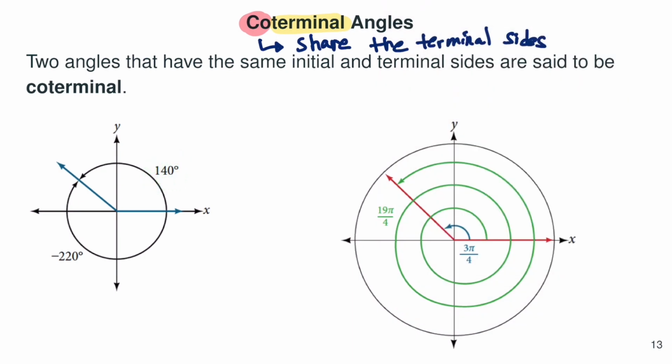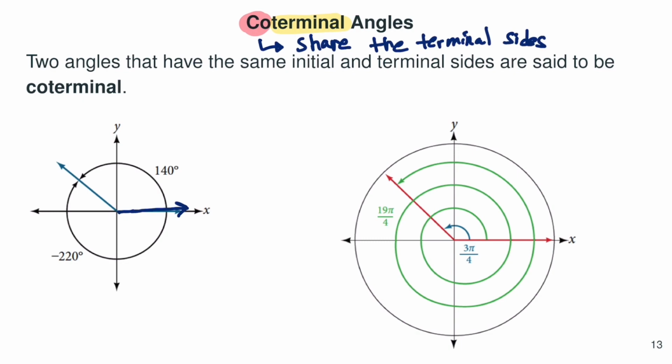140 degrees. This is positive since there's no negative sign. Here's the initial side, and it went in the positive direction, a positive angle, counterclockwise, and it ended here. So it's 140 degrees. Equivalently, we can start from here and go in the negative direction, negative 220 degrees, and it ends here. So 140 degrees and negative 220 degrees are coterminal to each other. Or we can say 140 degrees has a coterminal angle of negative 220, or negative 220 degrees has a coterminal angle of 140 degrees.